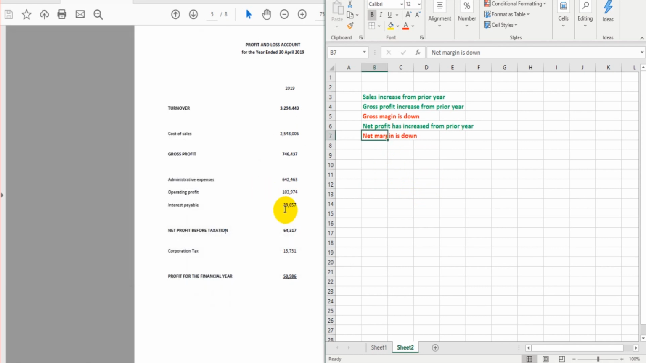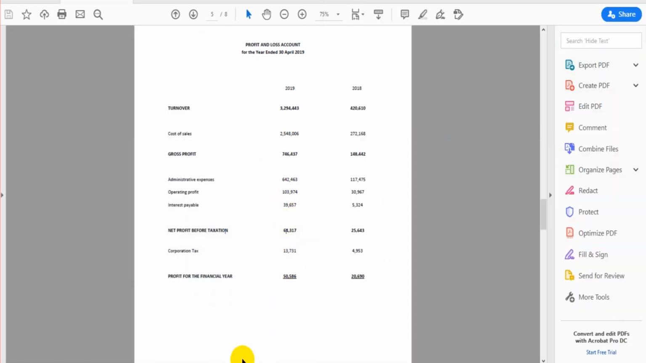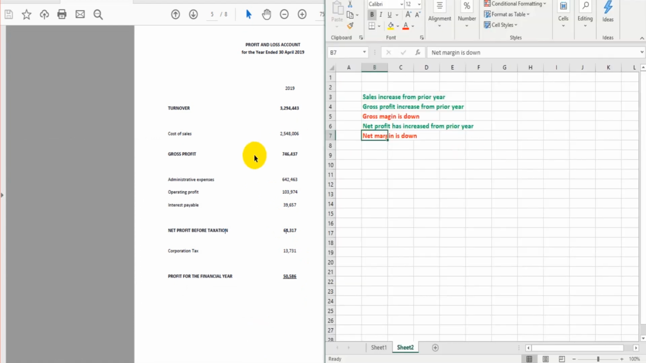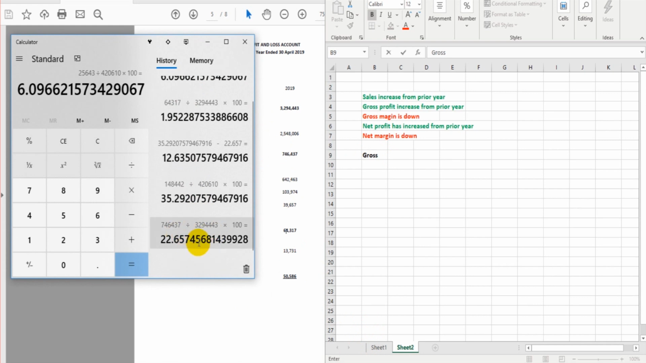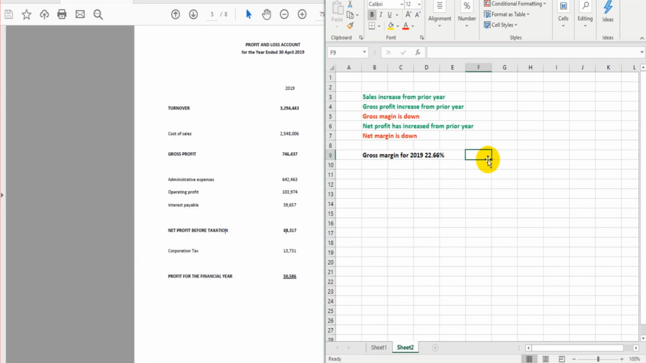So there's a few very basic things to note. Now, if we want to take this to the next level, what else can we look at? Well, what is a healthy gross margin? Our gross margin is around 22.7% for 2019, 22.66%. Is that healthy? Well, as a rule of thumb, I suggest 25 to 50% gross margin is healthy.